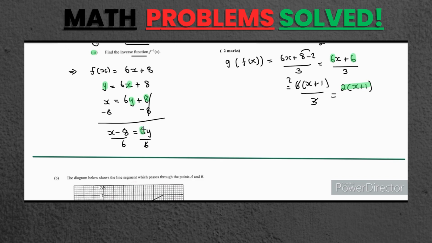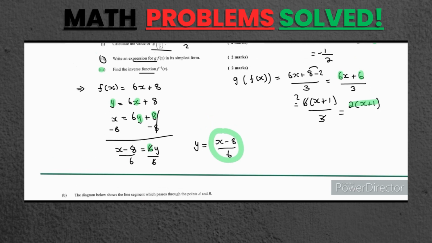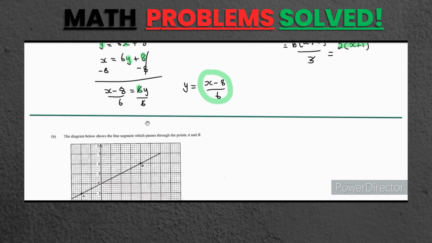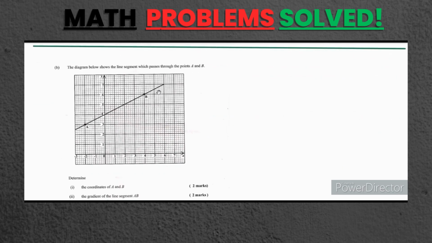So this 6 and this 6 cancel out, and on the right side you will get y. I will write it on the left side, and here it's x minus 8 over 6, right? So this function is the inverse of f. So the inverse of f is this function, right? Then we will move to the next question, next part.